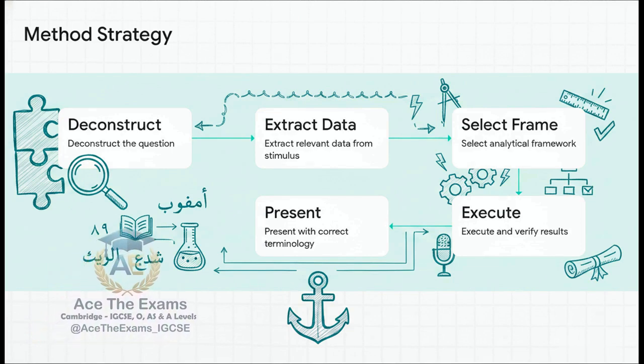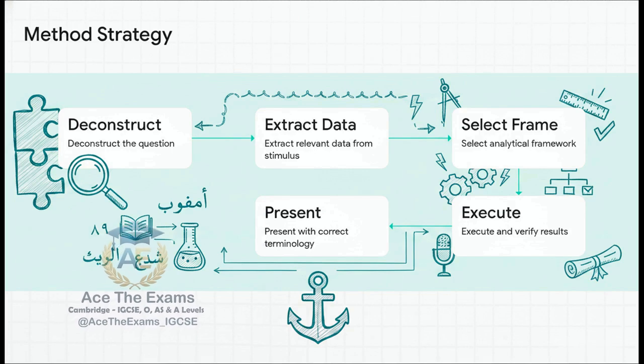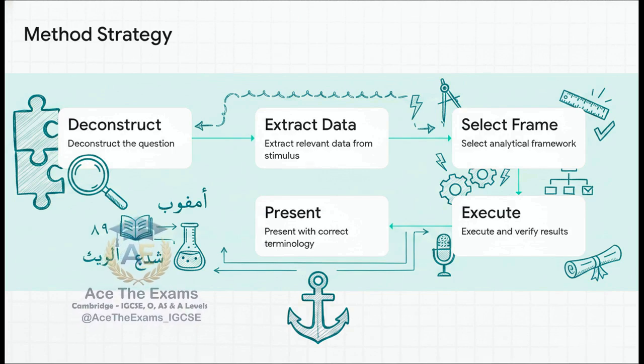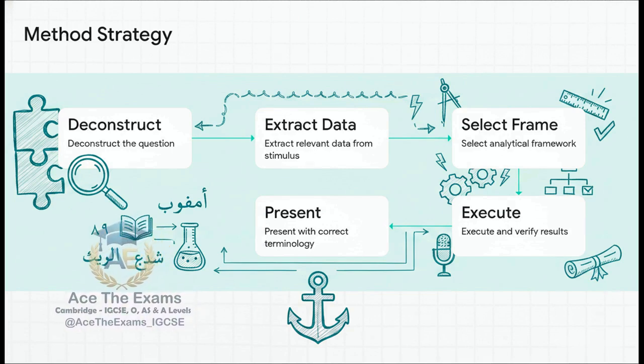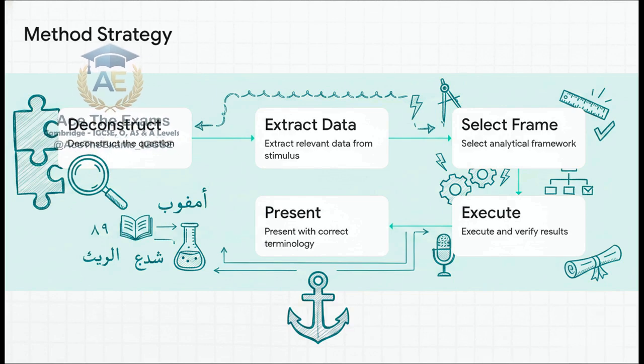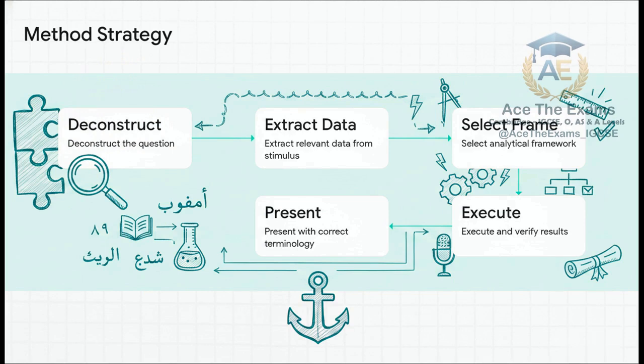Step 1. Deconstruct the question. What exact facet of the generation gap are they targeting? Step 2. Extract relevant data from your source texts. Step 3. Select your analytical framework. Step 4. Execute your analysis and verify your logic flow. And finally, Step 5. Present your findings with correct terminology.